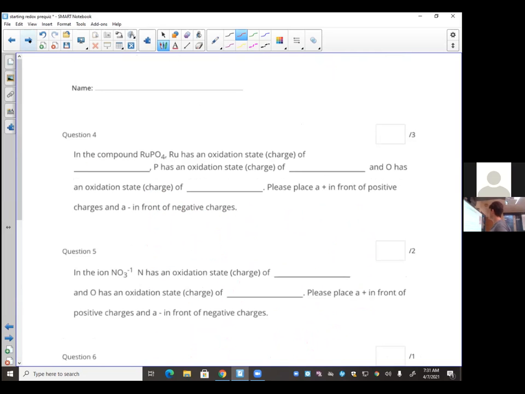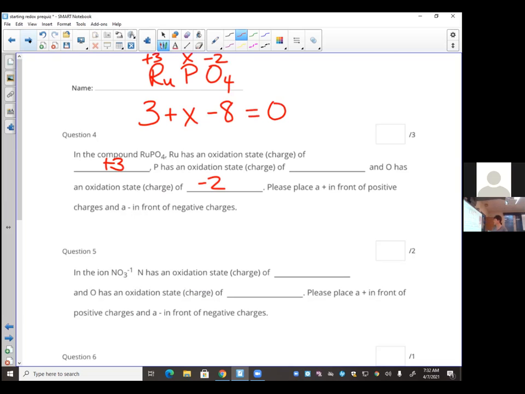All right, next one. In the compound RuPO4, Ru has the state of, okay, let's do it again. RuPO4. Ru, look it up. Ru only has one possibility. It's always a +3. So I'm going to put +3 above that and mark that Ru is a +3. O I know is a -2. P is going to be my X. So I have 1 Ru, so that's 3, plus 1 X for the 1 P, and then 4 times -2 is -8, should all come out to 0. So 3 from -8 is -5. So X is equal to +5.